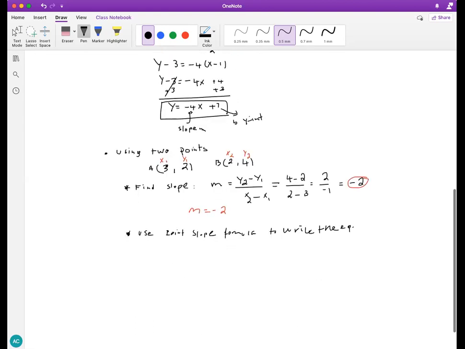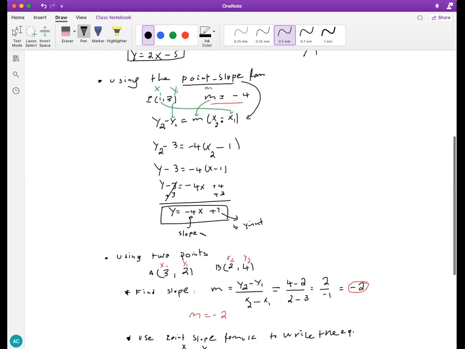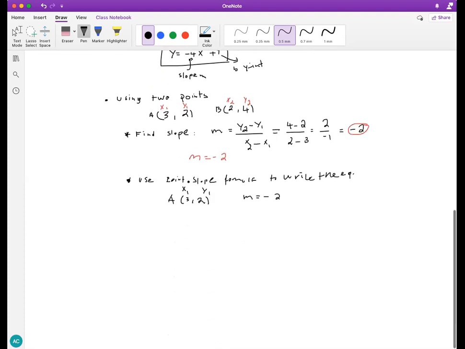Okay, so again, you can use either point, but let's use this one. In this case, A is 3 and 2. And m, we do have it this time. We just found it. It's -2. So point and slope. Again, we call this one x1, y1. So let's reuse the point-slope formula. Let me write it down.